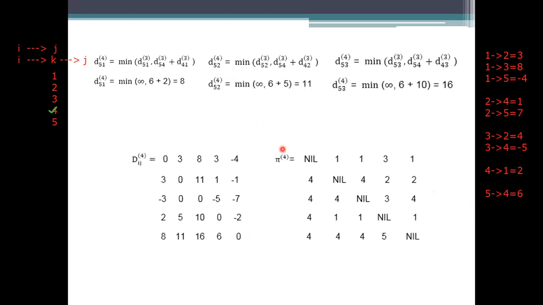Okay, 5 to 1. So the value here is infinity. First one, 5 to 1 means 5 to 4, 4 to 1. 5 to 4 is 6. Then 4 to 1 means the 4 to 1 value we have taken as 2 into account.